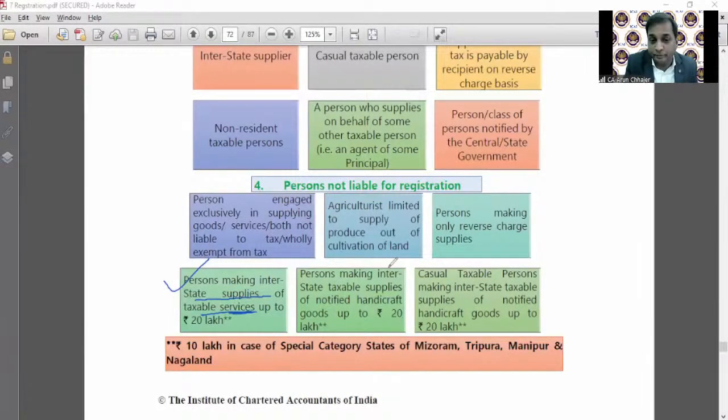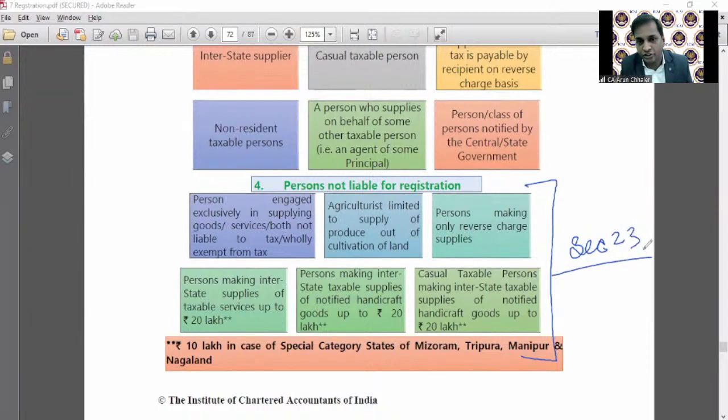Now these 2 points: a person making interstate supply of handicraft goods up to 20 lakh is not required to take registration. Similarly, a casual taxable person making interstate supply of handicraft goods up to 20 lakh is not required to take registration, or 10 lakh in the case of a special category state. Section 23, which I had missed in between, I have covered right now. You can expect a straightforward short question, or they may take a certain example. I hope it is clear to all.